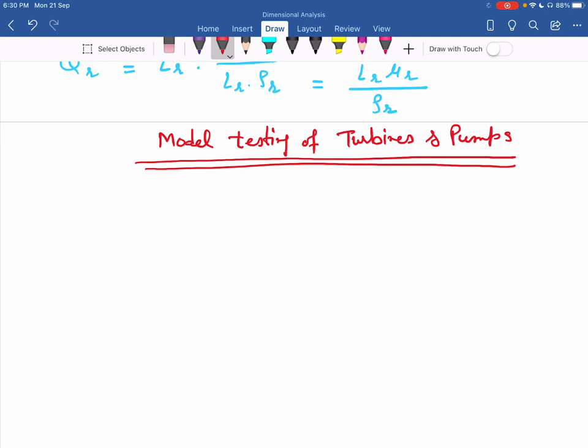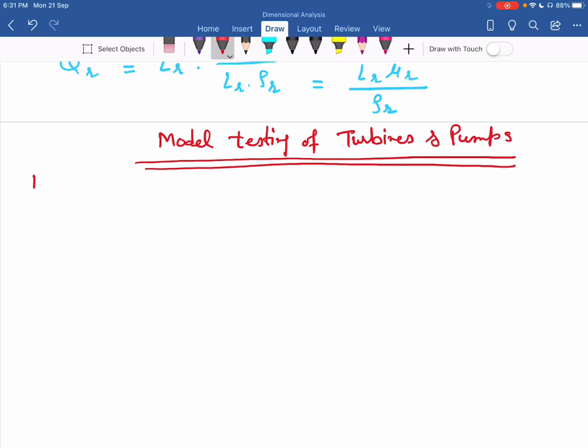Now, the design, shape, and the dimensions of the model can be altered if required without incurring huge expenditure. Similar to other machines, we again have a prototype and its model for turbines and pumps. In order to have a complete similarity between the model and the prototype, these two must fulfill the similarity conditions: geometric similarity, kinematic similarity, and dynamic similarity.